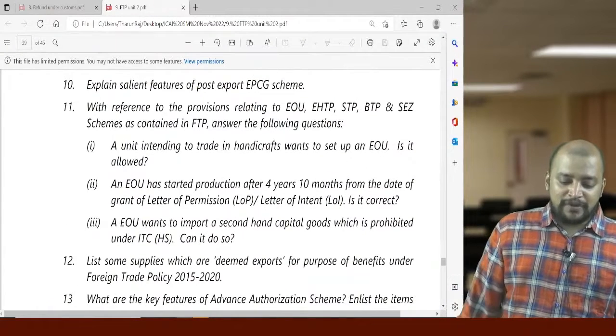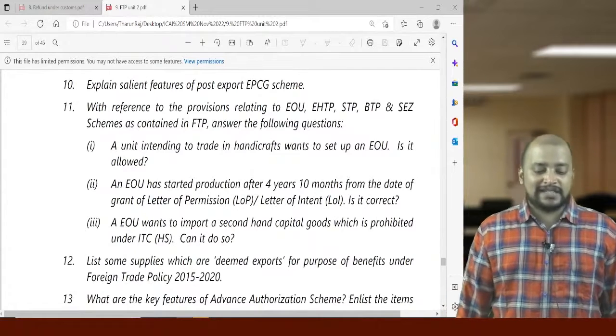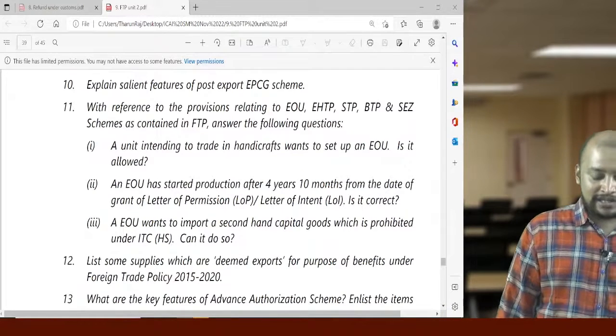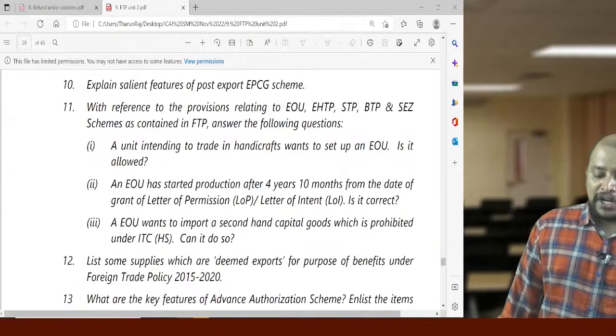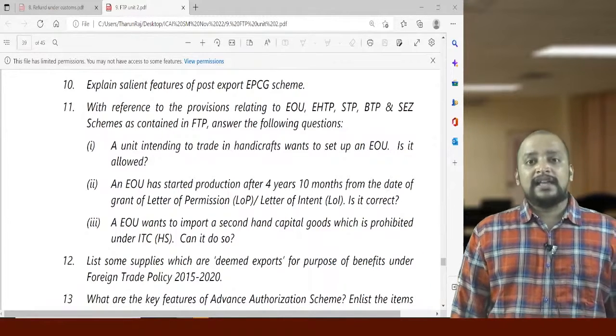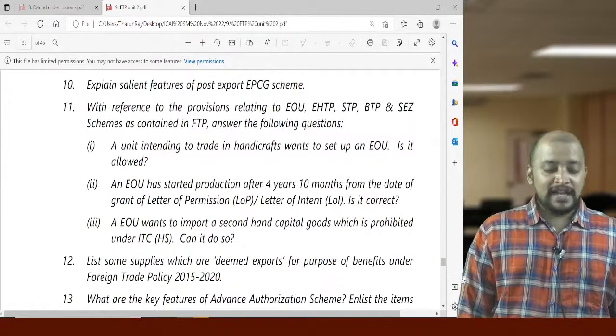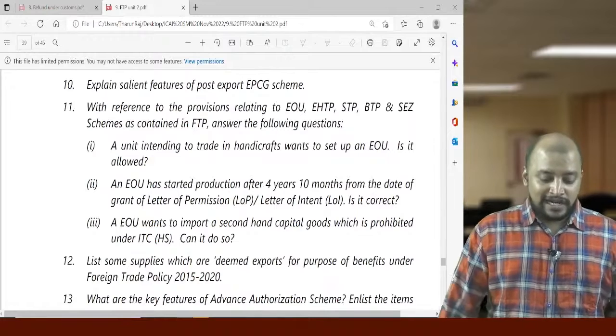Then question number 11. With reference to the provisions relating to EOU, EHTP, STP, BTP and SEZ schemes as contained in FTP, answer the following questions. A unit intending to trade handicrafts wants to set up an EOU. Is it allowed? Trading is not allowed in EOU. Any business they can do other than trading.